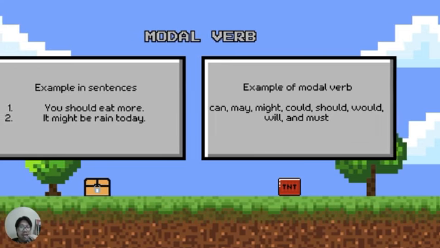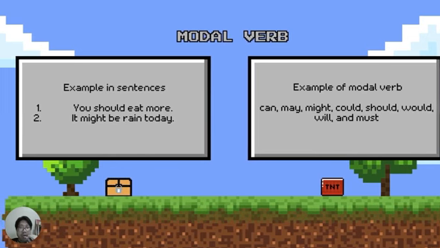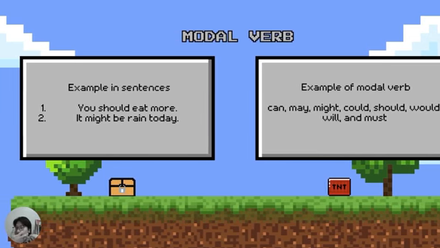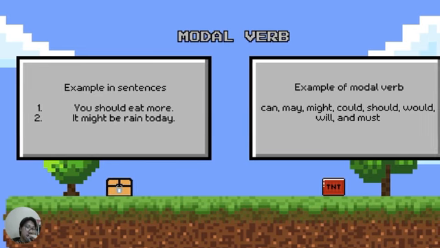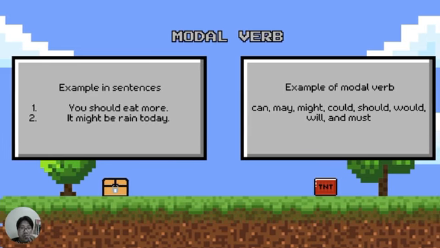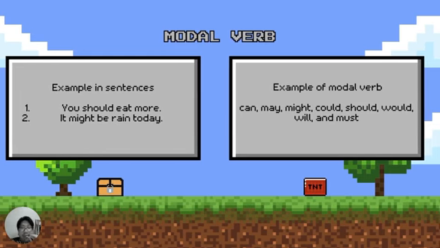A few examples of modal verbs are can, may, might, could, should, would, will, and must. And in sentences, you can use: you should eat more. Should is the modal verb. It might rain today. Might is the modal verb.